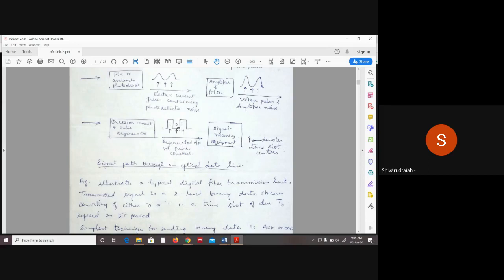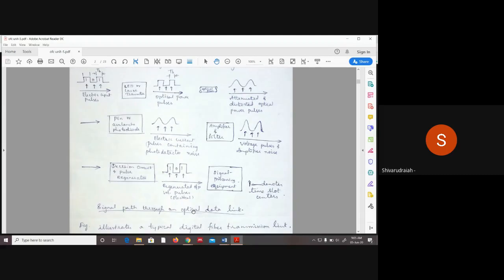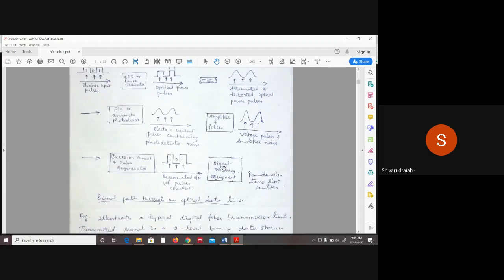Okay, so the output of that decision circuit and pulse regenerator is going to produce almost the original information, that is, electrical original information in the electrical form that has been applied into your laser or LED source. Okay, so regenerated output voltage pulses in the electrical form can be obtained out of the decision circuit and pulse regenerator, and that has been applied to the signal processing equipment. And signal processing equipment will understand the information that has been received by the signal processing block. Okay, so this signal processing equipment is used for processing the received information in the electrical form.